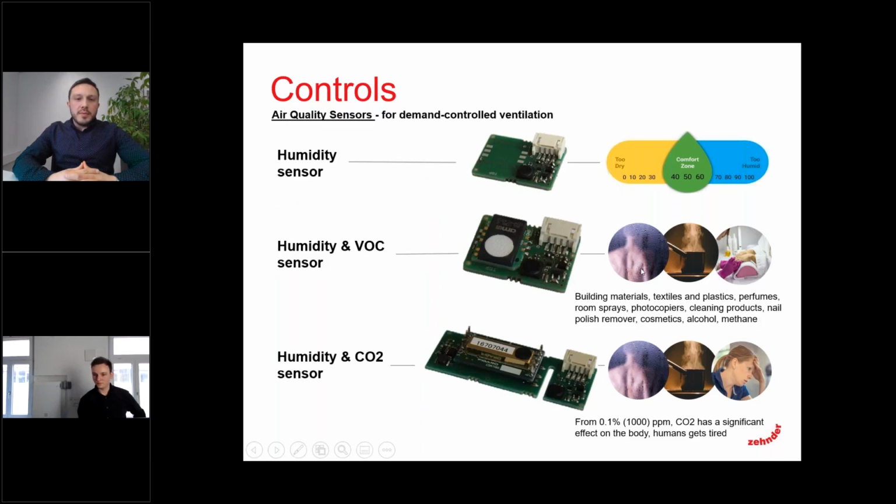Then we have several air quality sensors that you can choose for a demand-controlled ventilation. You can choose between a humidity sensor, a humidity sensor and VOC sensor, VOC for volatile organic components, or a humidity and CO2 sensor. The humidity sensor will provide you an optimal indoor climate. As we know, the comfort zone lies somewhere between 40 and 60% of humidity.